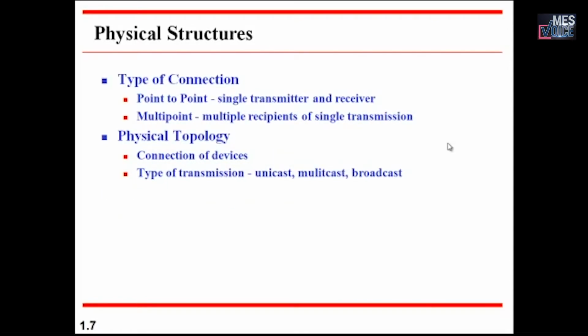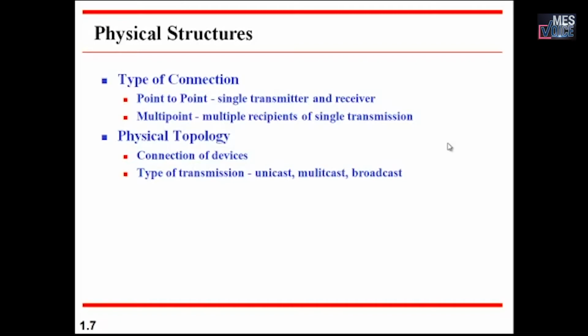And when we come to the physical structure of the network, the types of connection could be point to point, where two nodes are there, a transmitter and receiver connected over a medium. Such types of connections are called point to point. And in multi-point connections, multiple recipients are connected to a network. And in physical topology, we are talking about the connection, how the connection actually happens between the devices, and the types of transmission possible between them.